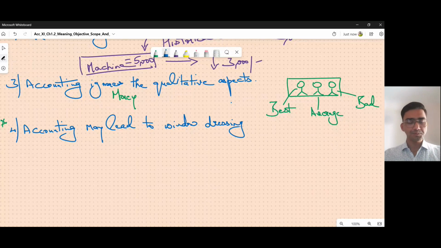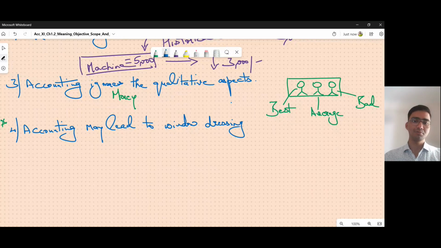We all go to showrooms. We see how a showroom looks from outside. It will always appear to have a very good quality of material inside. They'll have the best display. So what is it that they are doing by displaying the best from outside and showing it to you? They're trying to attract the customers. So in the same way, accounting can lead to window dressing by the accountants who are actually doing this accounting by showing the profits on a higher side.